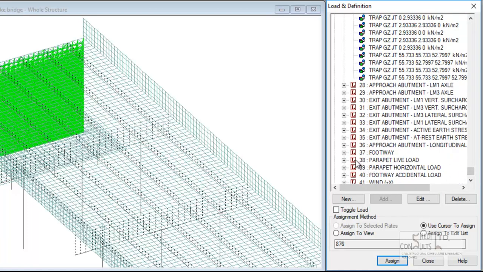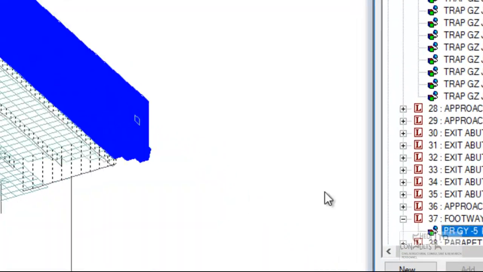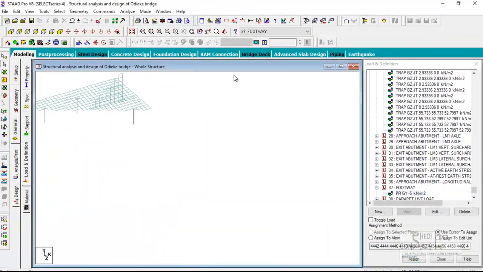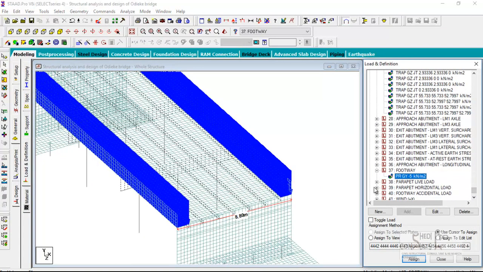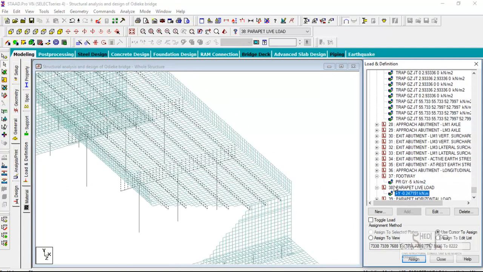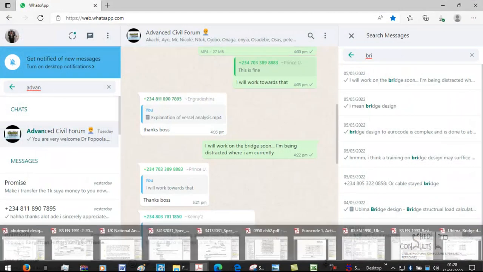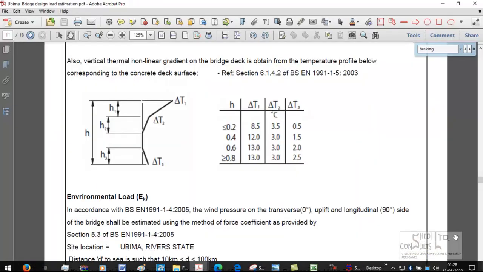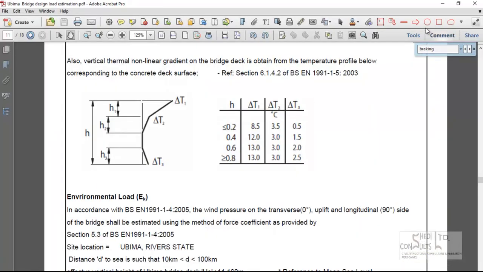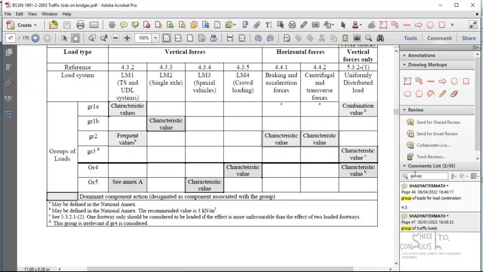Then we have the footway. Okay, so these are the pedestrian footway. This is live load, the code specifies. And then you have the parapets. So the code specifies that on your parapets, you have to specify a minimum imposed load of, let's look at what the code specifies. I think 1.6 kilonewton per meter.